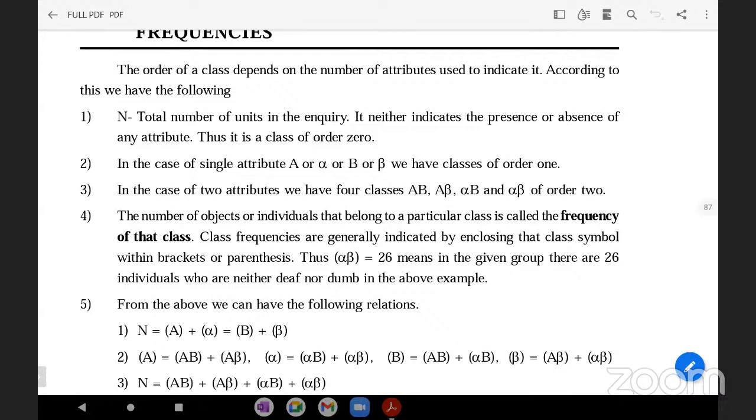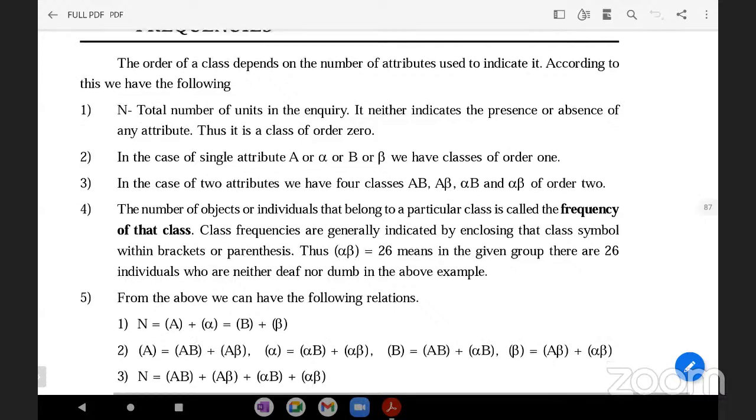Among all individuals, A and alpha, and B and beta: alpha I am taking as one group and B beta I am taking as another group. So here also it can be divided in half. How many members we have there, the total number, we can take. It comes to 26.